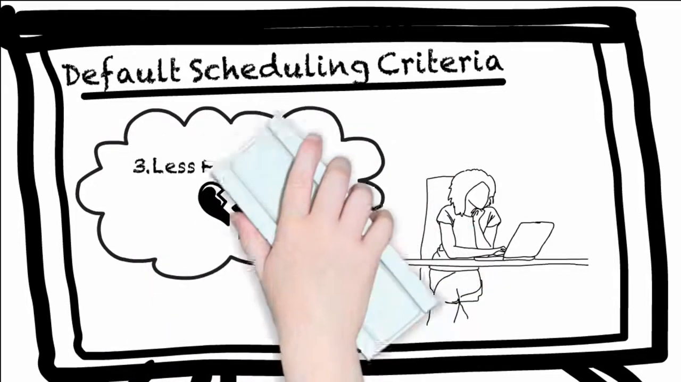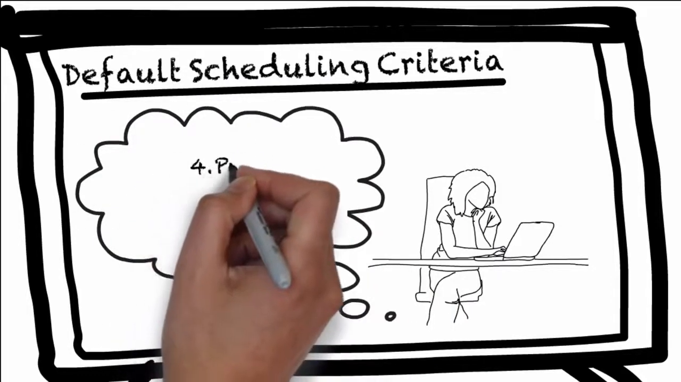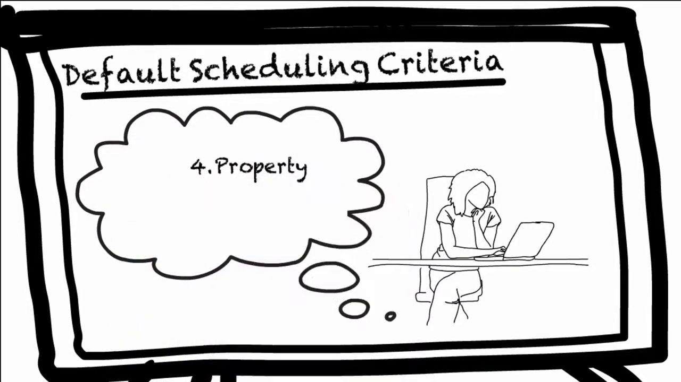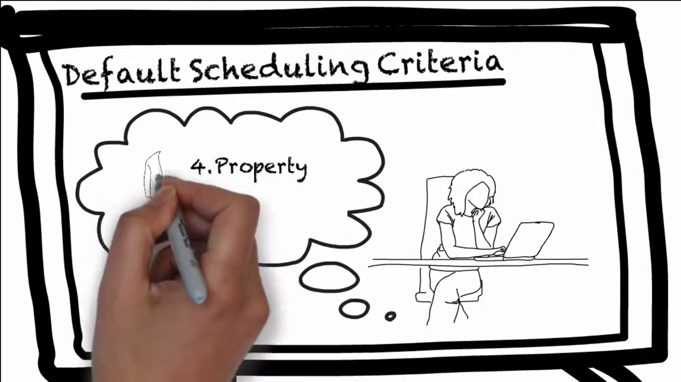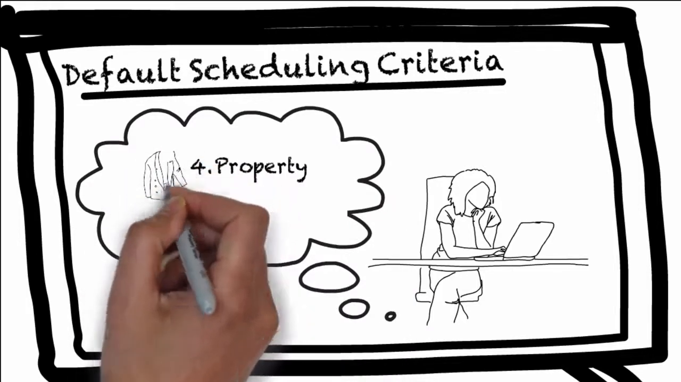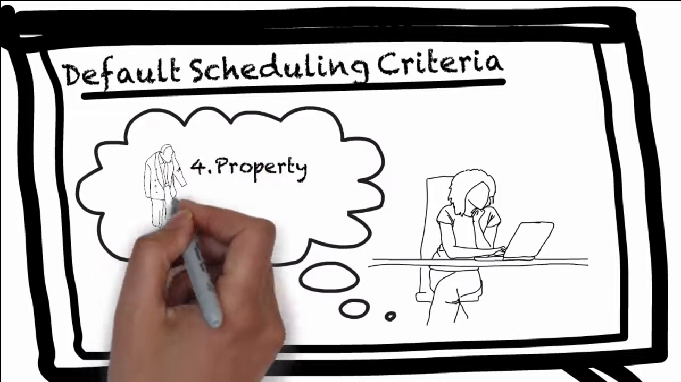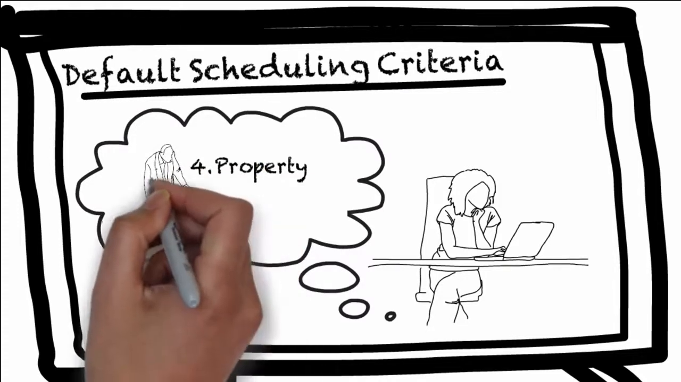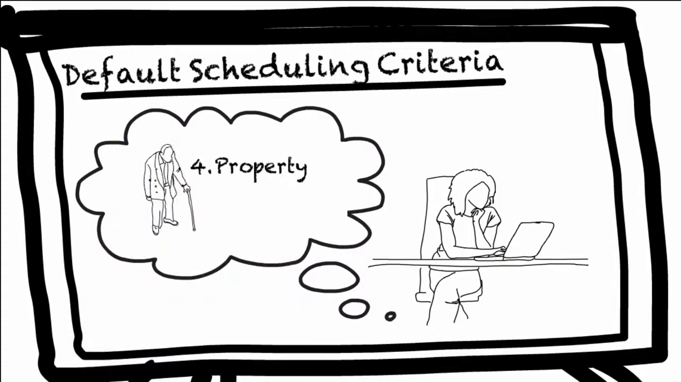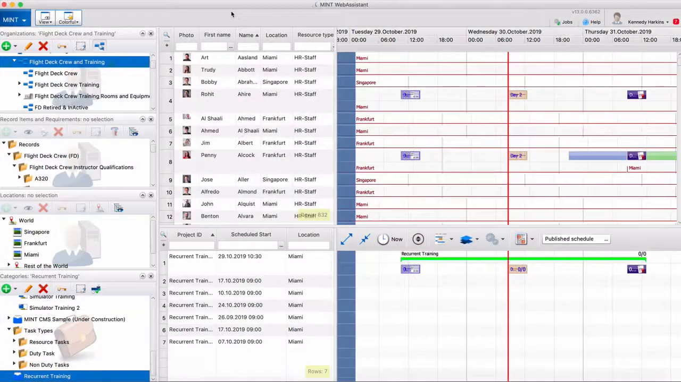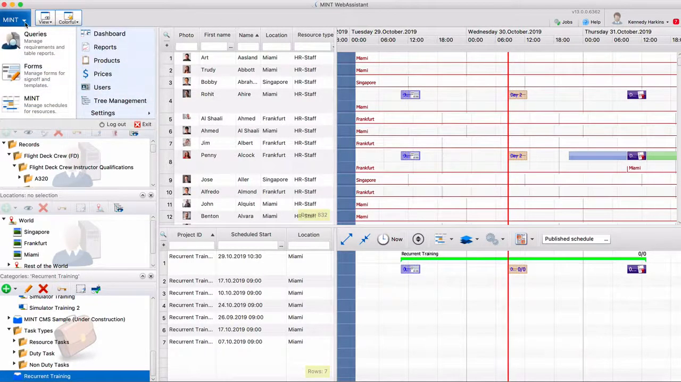Lastly, you could define the scheduling criteria as property, where the system assigns project resources based on a resource property defined by the user. For example, if you wanted to schedule based on seniority number. In version 13, we made the life of the scheduler a little easier, and we can have the scheduling criteria defined by default in the product design. Let's see how to set this up in the web assistant.